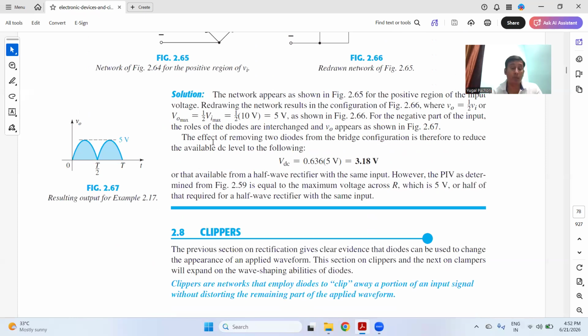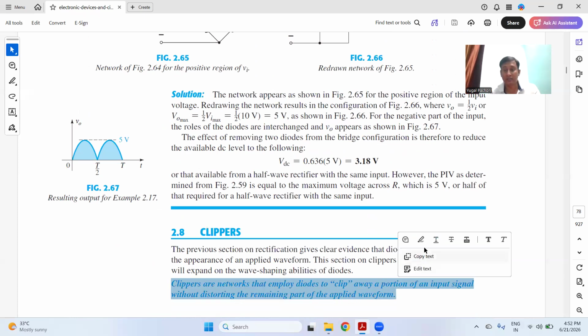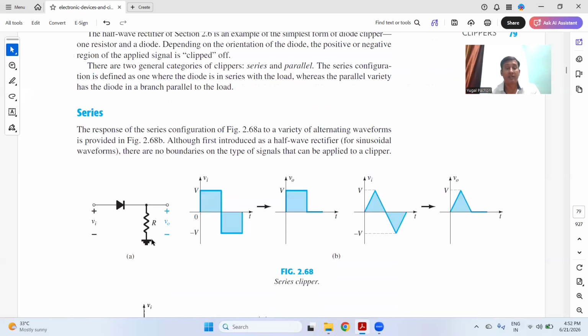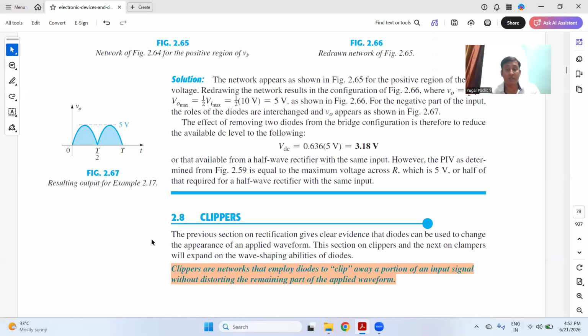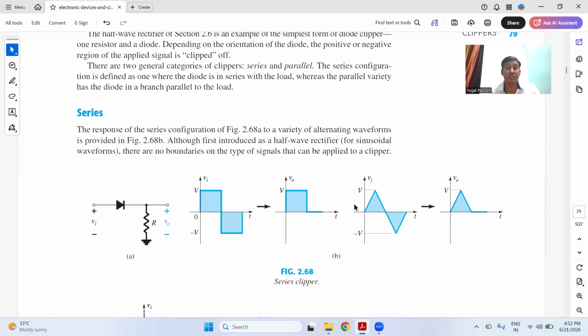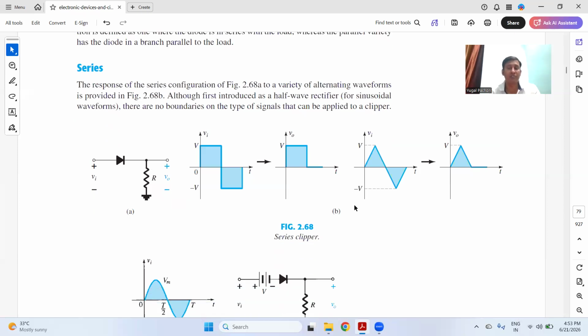Now come to the important topic, the clipper. Let me read out the definition for you. Let me highlight this. The definition says that clippers are networks that employ diodes to clip away a portion of an input signal without distorting the remaining part of the applied waveform. It means the clipper clips the waveform. So suppose you want to remove some portion from a particular waveform, then you need a circuit that is known as a clipper.